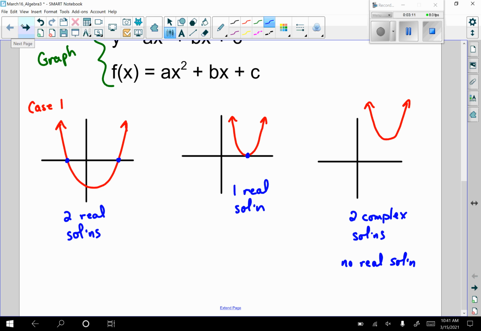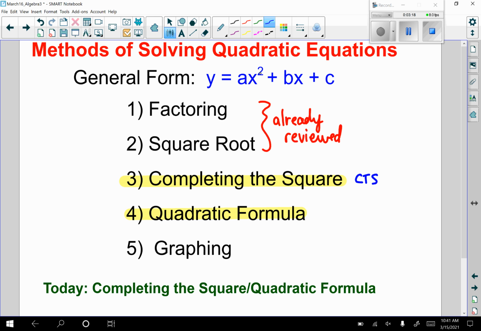All right, so next we're going to take a look at methods of solving quadratic equations. And again, we're looking at when our quadratic equation is written in general form. Now we've already had practice with factoring and then taking the square root. So today our focus is going to be on a process called completing the square, which I sometimes abbreviate as CTS, and then revisiting the quadratic formula. And then eventually we'll get into graphing over the next couple of days.